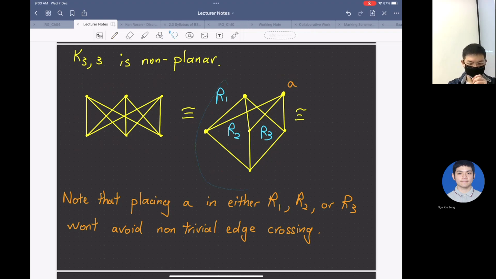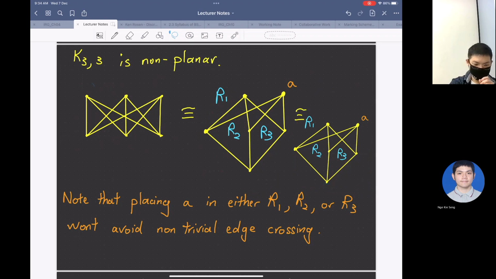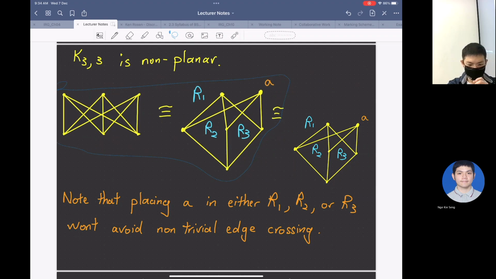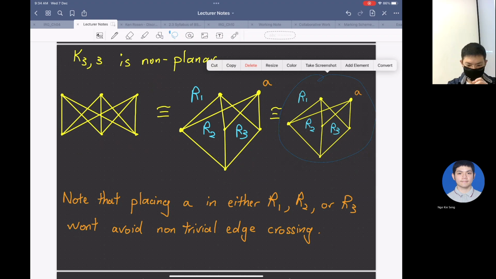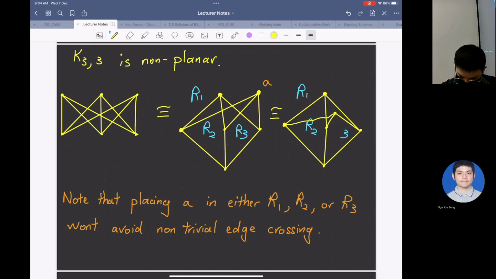Maybe I add another picture then. Okay, so no matter how you place this vertex there, you can't avoid edge crossing. So there's no planar representation.